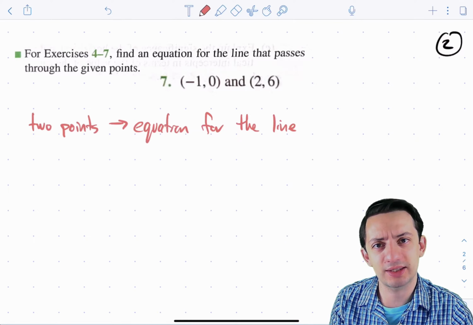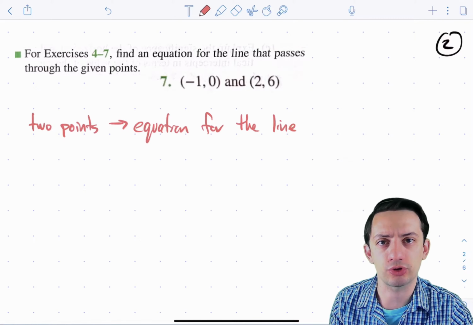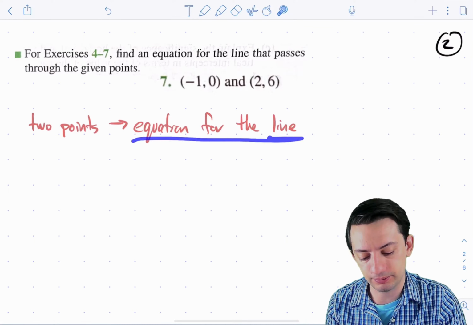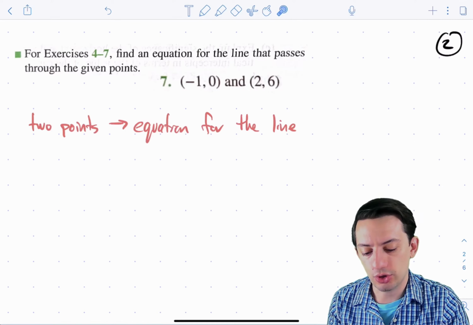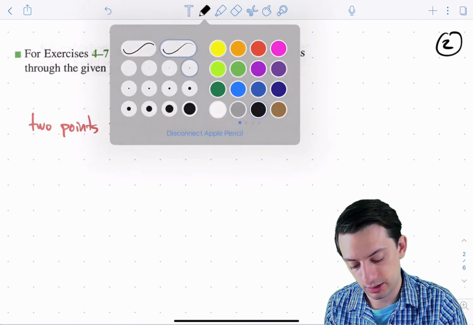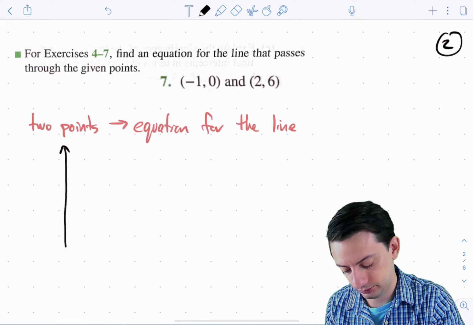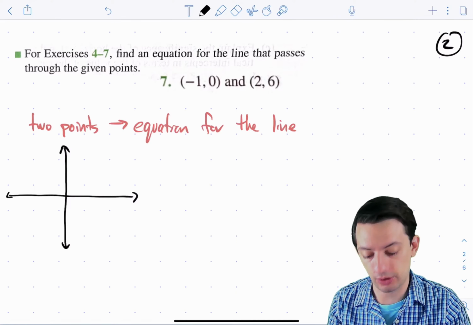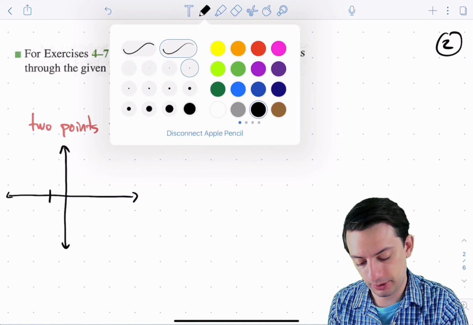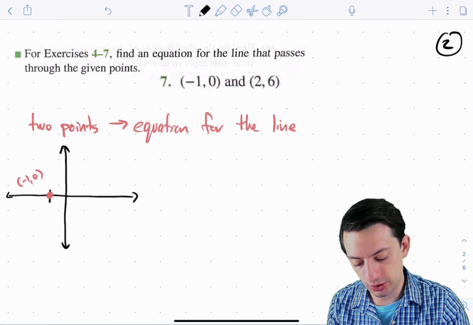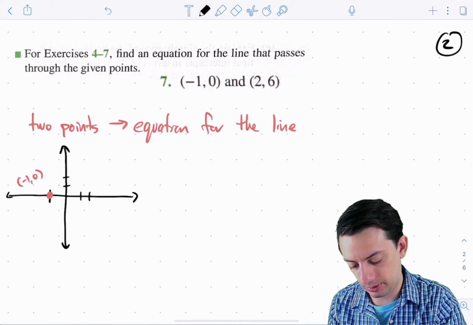So what we're going to do is think about what information we have. We're going to draw a graph, and we're going to see if we can figure out a way to deduce the equation for the line from this information. So when in doubt, I think it's always a good idea to start with a graph. So let me draw some axes here. We're going to plot our 2 points. We've got -1, 0, so that's 1 to the left and 0 up. That's -1, 0. And then we've got 2, 6, so 2 over 6 up.